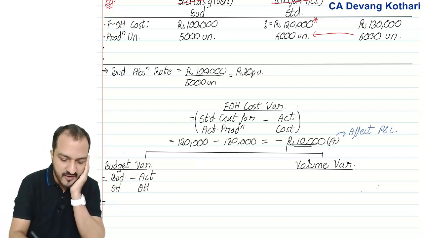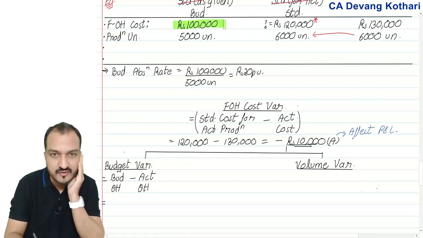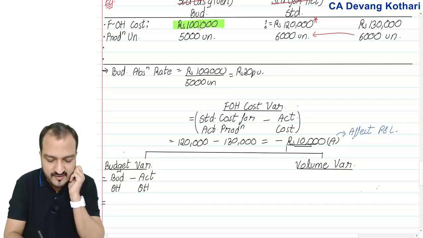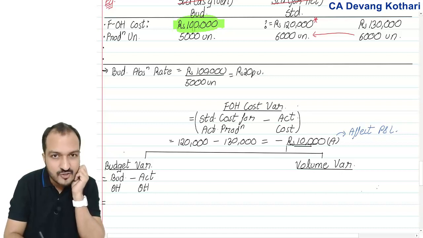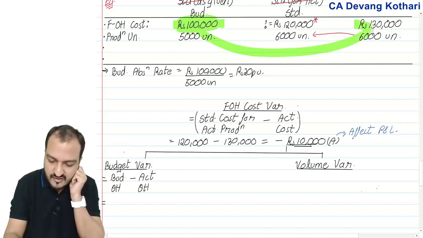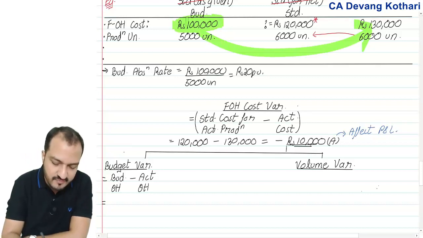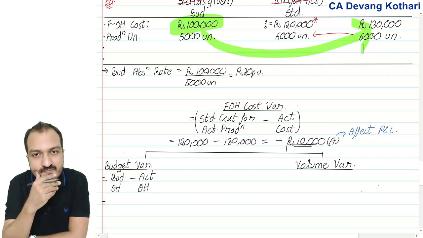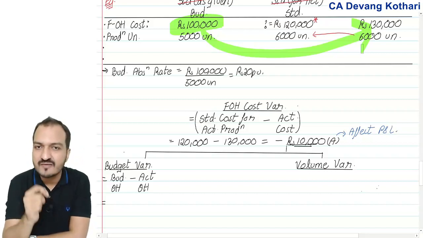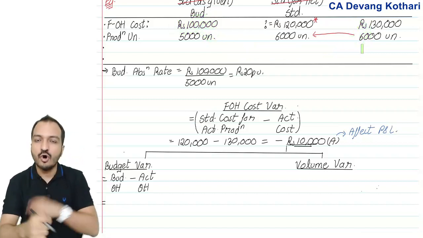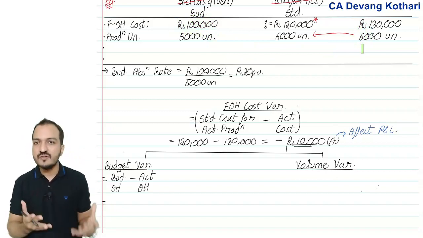However, as compared to your initial estimate, haven't you incurred significantly more cost? Yeah, as compared to the initial estimate of 1 lakh, you have incurred 30,000 extra cost. Now, isn't that also something adverse? Isn't that also something which you should be careful about next time?